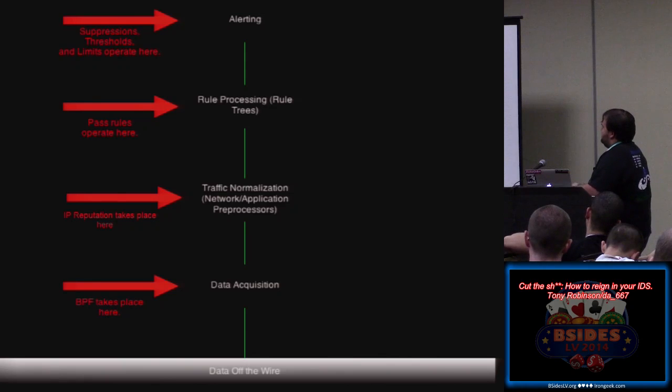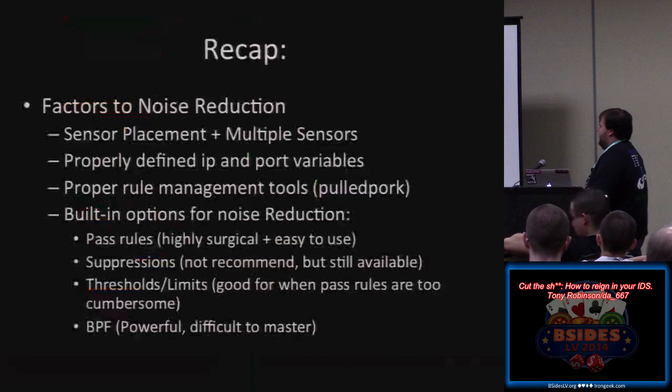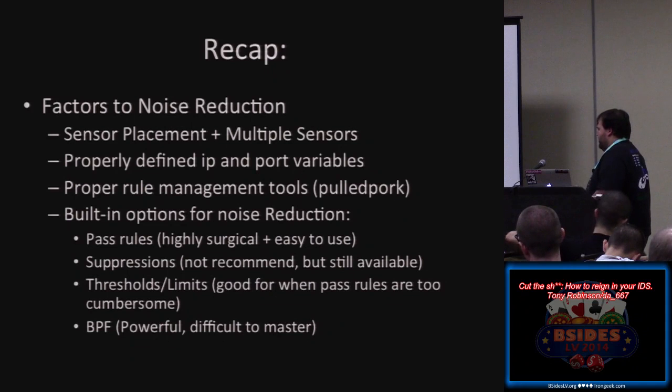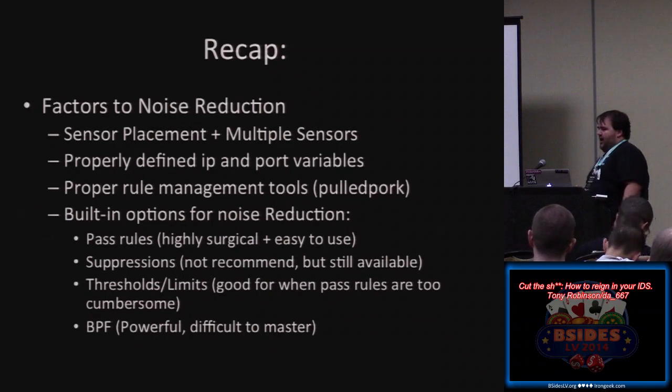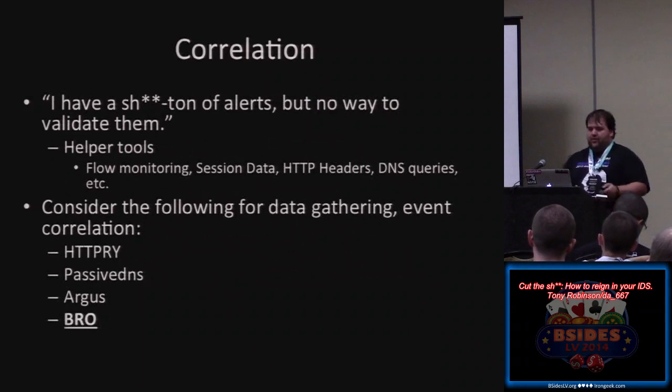Oh, 5 minutes. So basically to recap, there are all sorts of sensor placement options you have, IP and port variables to define, rule management tools, and options for noise reduction that are built into Snort. And that's more or less it for that section. I'm going to briefly skim over correlation because I have a ton to go over yet. I'm sorry.